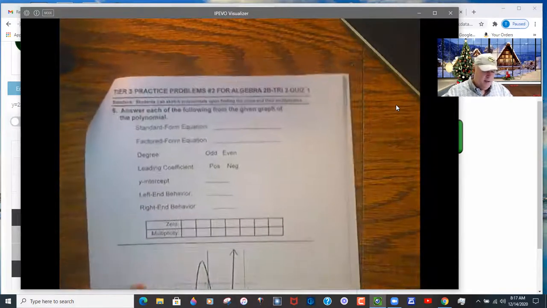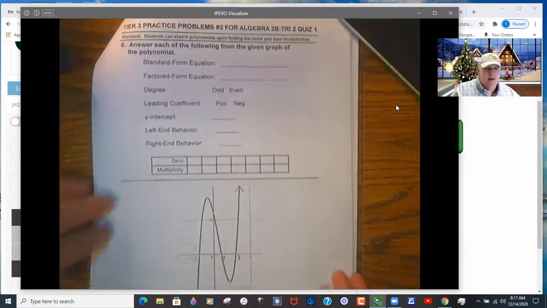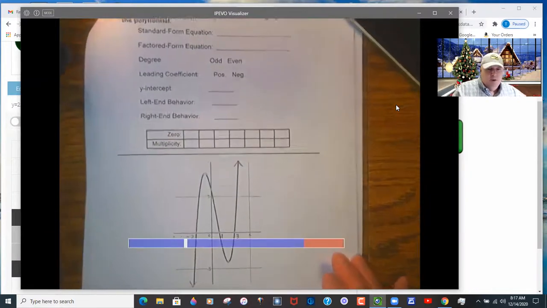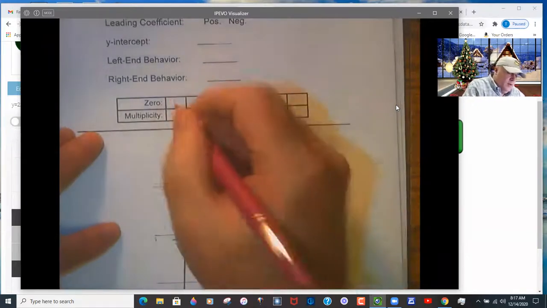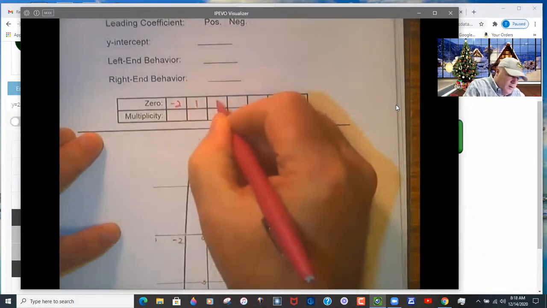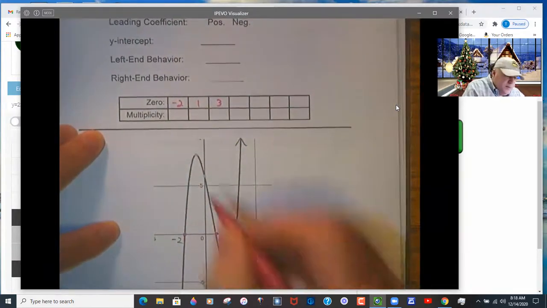I'm going to get problem 6 done. 7 and 8 are for you to explore. They're definitely not hard to do. You can explore them in the video. So -2, 1, and 3, you're going to write them right here. And it looks like the way that the graph cuts through, that they're all a multiplicity of 1.